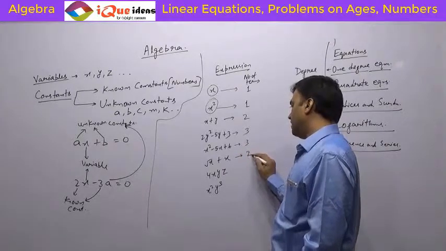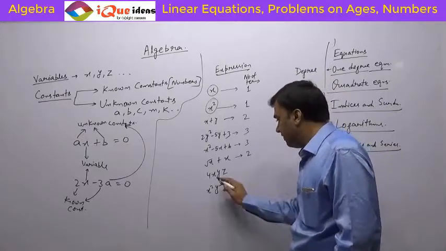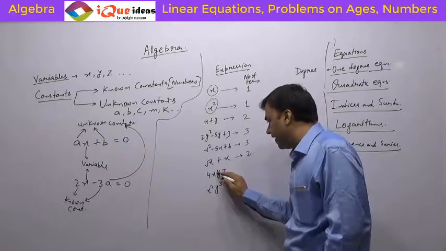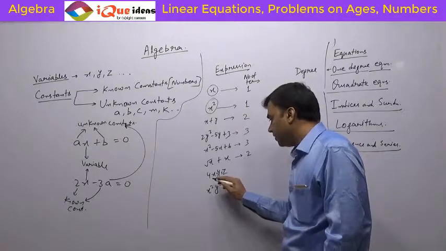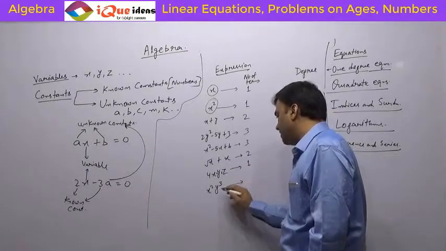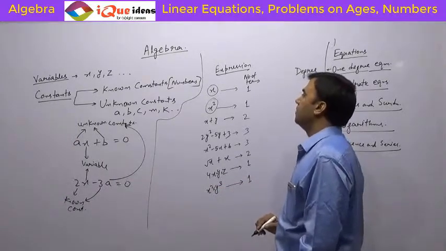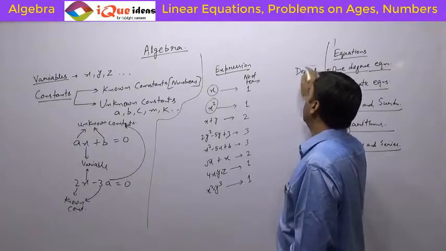Right? And you have to memorize that the multiplication does not separate the term. So even if you have three variables here, x into y into z, right, the number of terms is just 1. X square y cube, it is x square into y cube, so the number of terms is just 1. Alright. Now let's come to the degree thing.